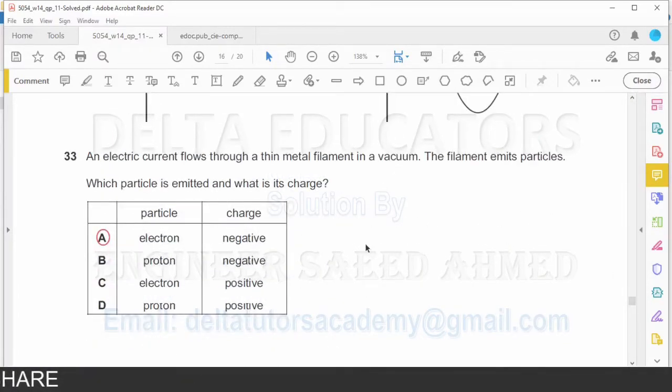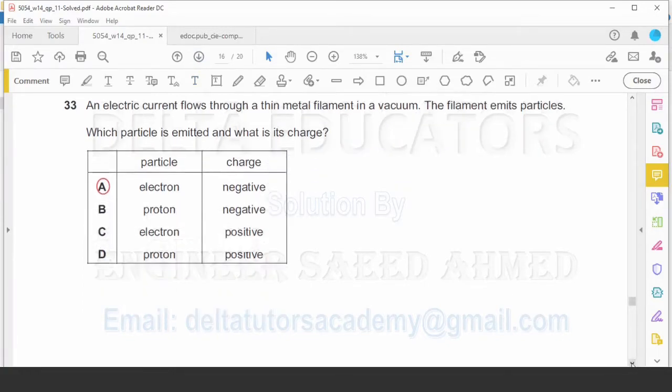Question number 33. An electric current flows through a thin metal filament in a vacuum. The filament emits particles. Which particle is emitted and what is its charge? Okay, in the cathode ray experiment, we have studied that from a metal filament electrons are emitted and electrons carry negative charge. So our correct option is option A. The particle emitted is the electron and the charge on the electron is negative, and it is given in option A. So our correct option is option A.